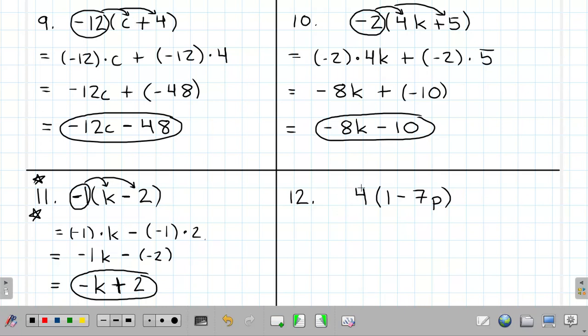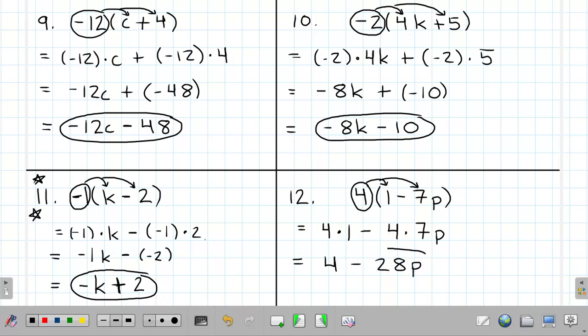Number 12, back to an easy one because we got a positive here, so we distribute that, distribute there. So we get 4 times 1 minus 4 times 7p. So simplify a little bit here. 4 times 1 is 4, minus 4 times 7 is 28, and we can't forget the p. So in this case, 4 minus 28p. All right, and then the last 3 here.